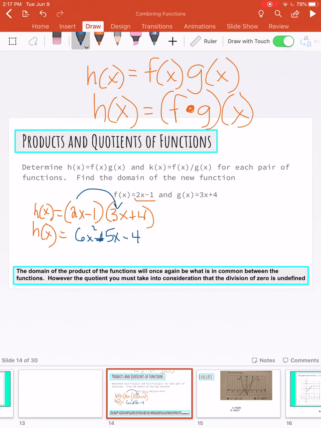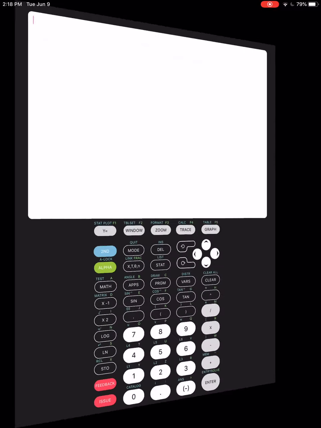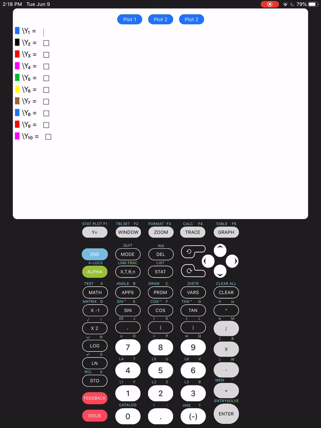Okay, so that should be a plus sign. So if you were to graph this, you end up with a quadratic, and I can graph it really quickly with you here. So I'm going to go ahead and graph y equals 6x squared plus 5x minus 4.